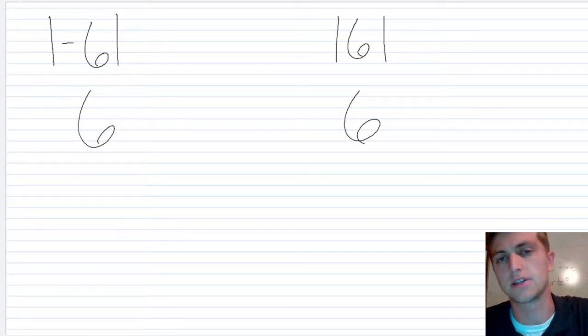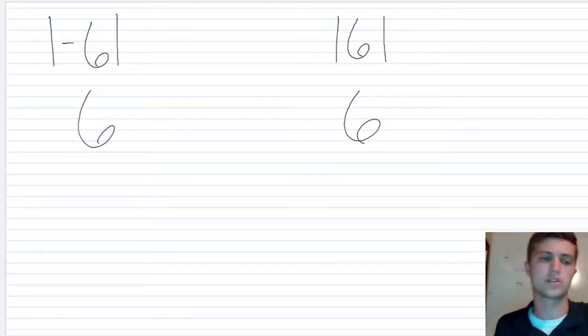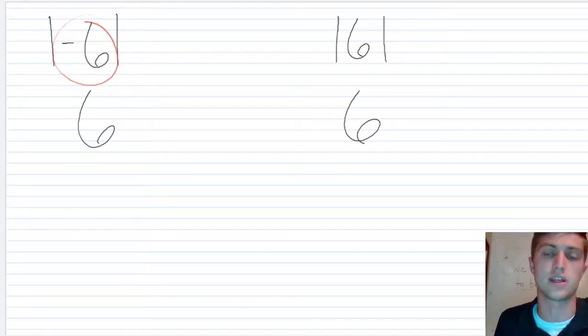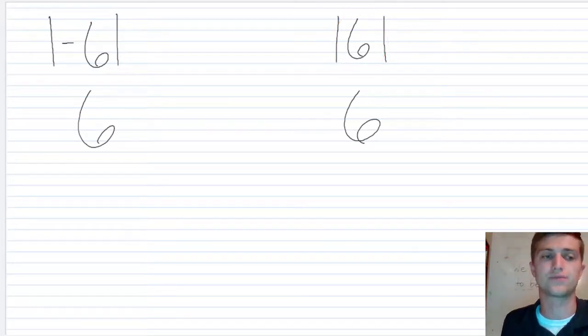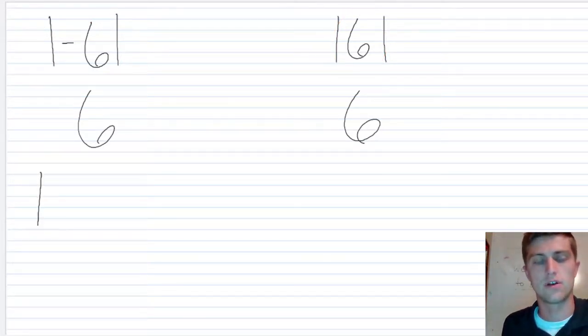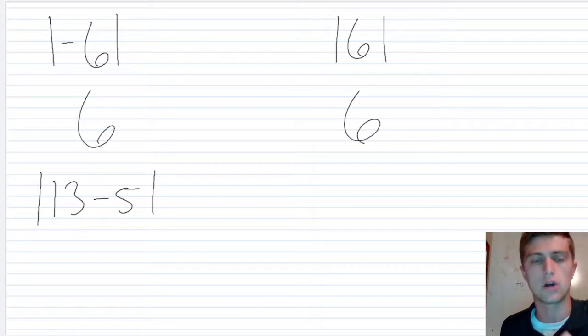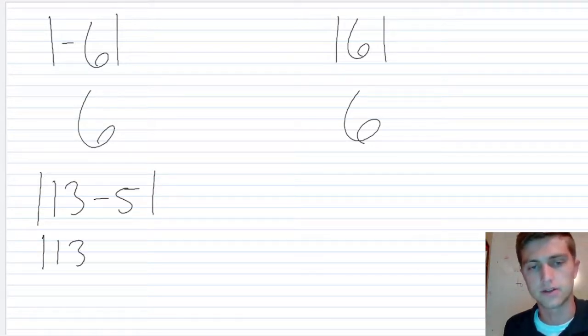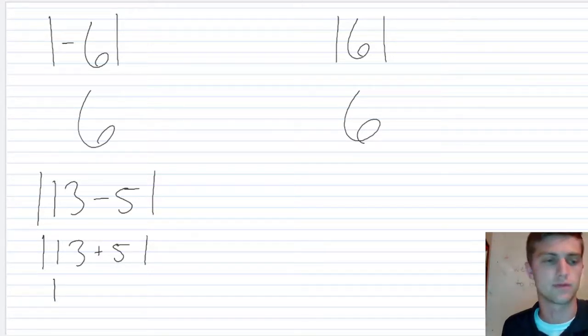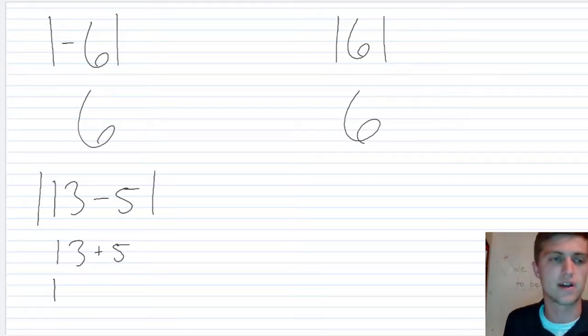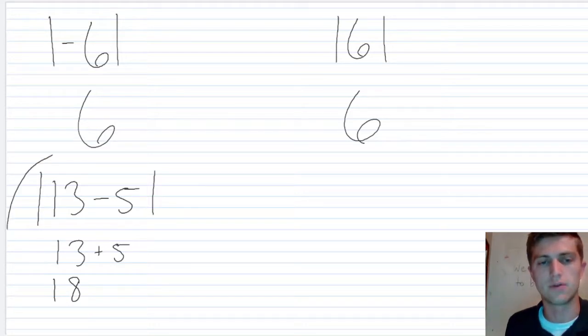Now, here's the exception. It only works if we have one term on the inside. For example, if we have 13 minus 5, this is not what we do. We go, oh, make everything positive, step 1. Now we add, well, if we made it positive, we get rid of these bars. And now we add. What's 13 plus 5? 18. No, that is not what we do.